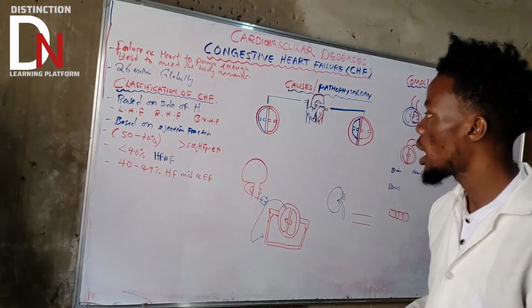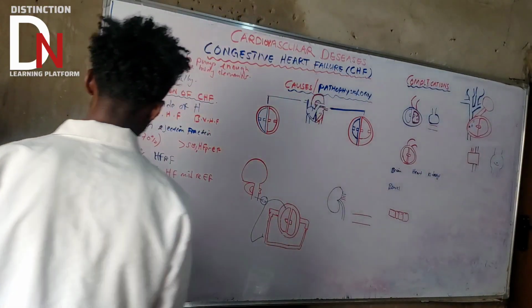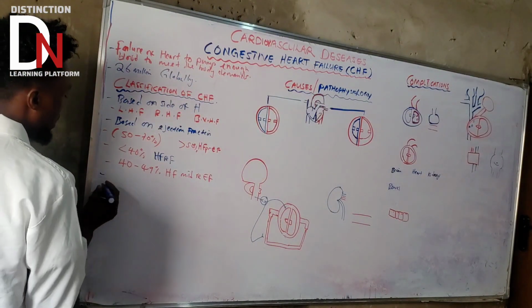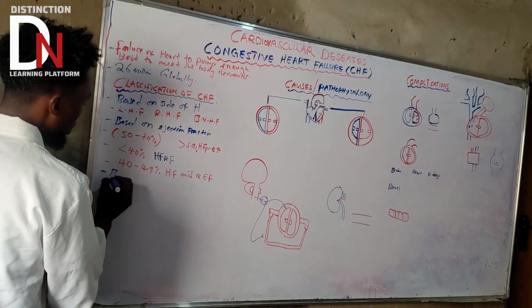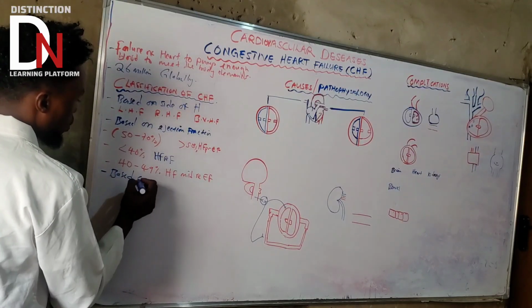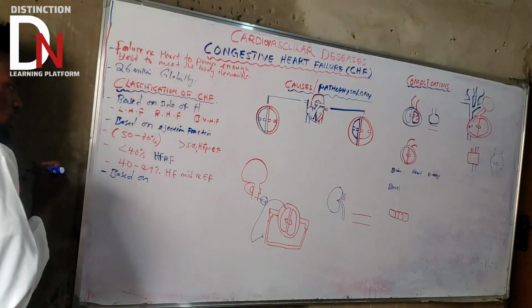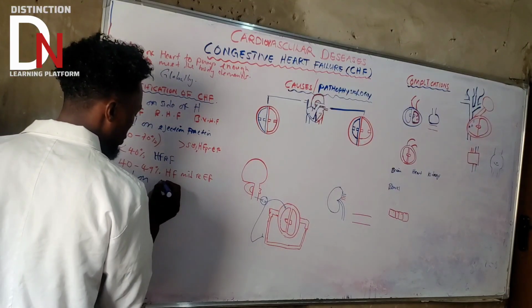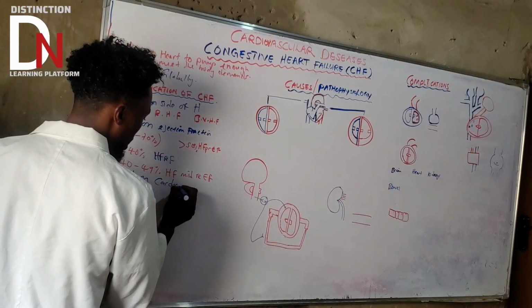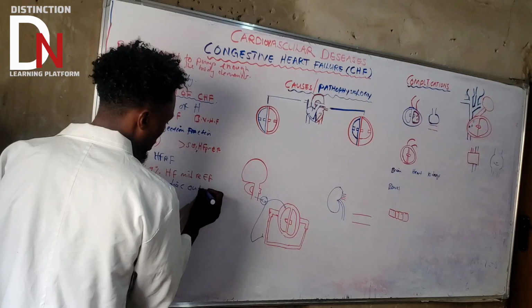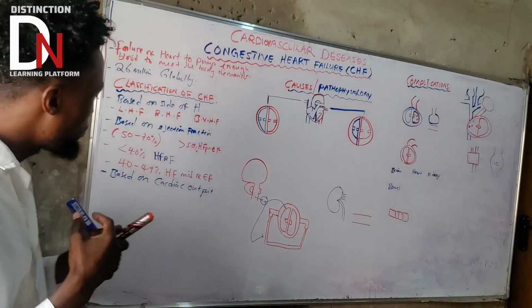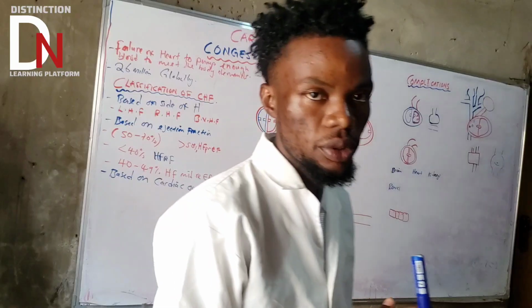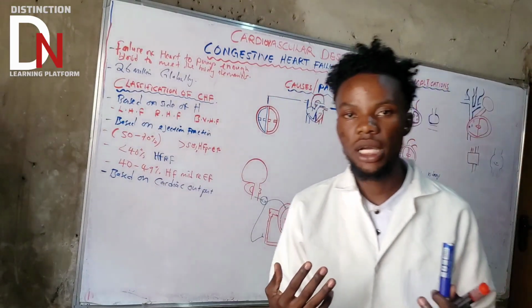Okay, let's go to another classification. What is the other classification? The other classification will be based on output, which is the cardiac output. Let's just talk about the cardiac output. So the other classification will be based on cardiac output. What is cardiac output?